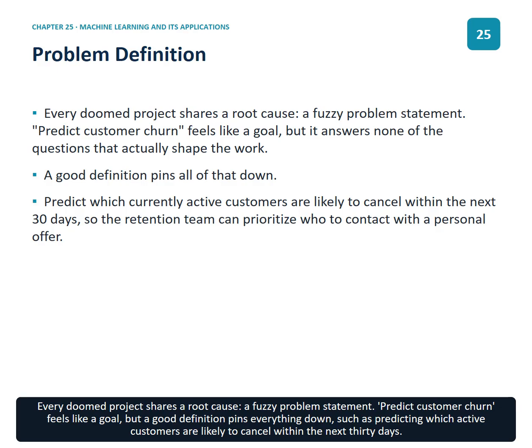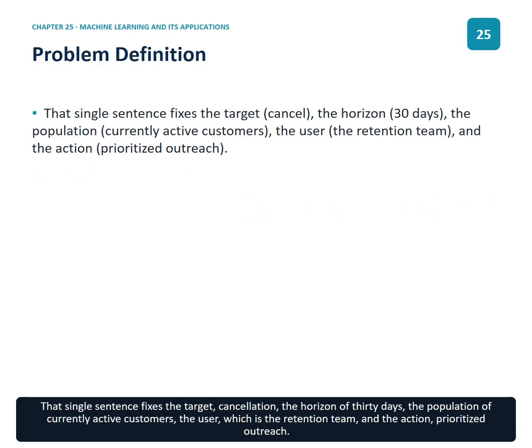Every doomed project shares a root cause, a fuzzy problem statement. "Predict customer churn" feels like a goal, but a good definition pins everything down, such as predicting which active customers are likely to cancel within the next 30 days. That single sentence fixes the target, cancellation, the horizon of 30 days, the population of currently active customers, the user, which is the retention team, and the action, prioritized outreach.